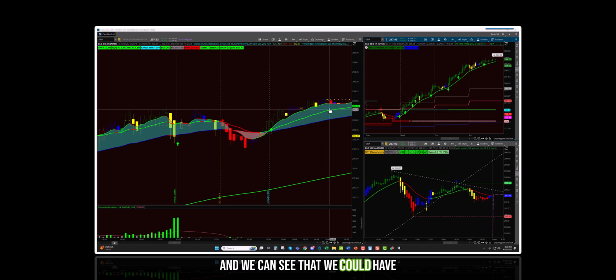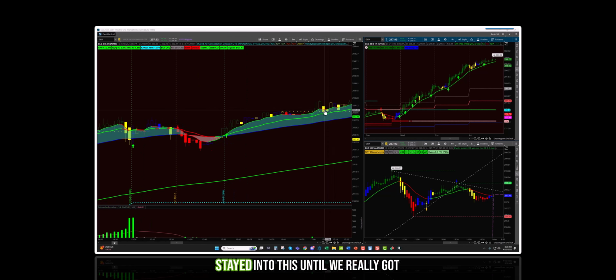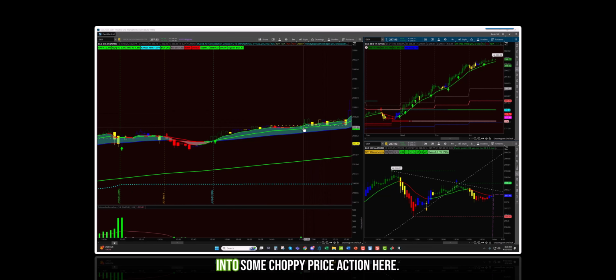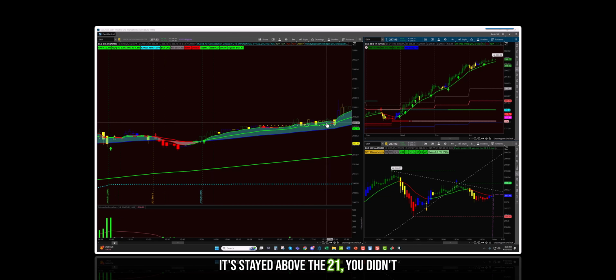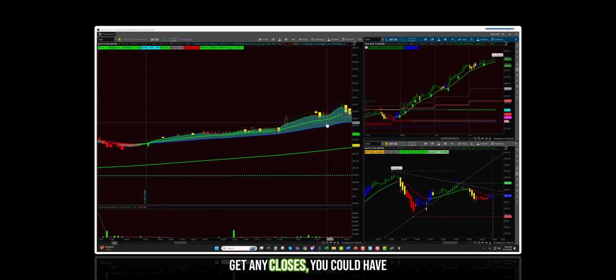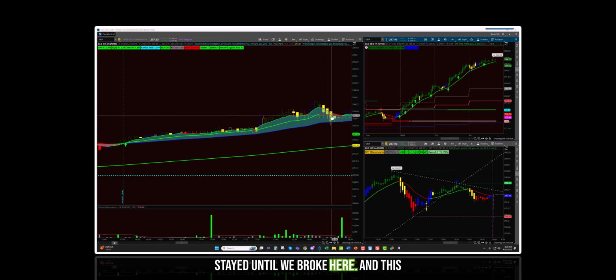And we can see that we could have made a decent amount of money on that. GLD is not a tremendous mover, so when you get a $1 move in just a matter of minutes, that's good. The entry was 52 minutes after the hour, and we would have stayed in this until we really got into some choppy price action here. It stayed above the 21. You didn't get any closes. You could have stayed until we broke here, and this one went all the way up to 293.76. So you had a good chance to be able to make some money on this trade.